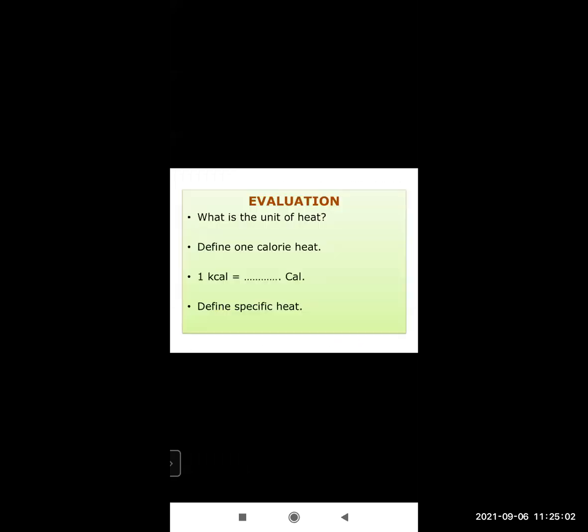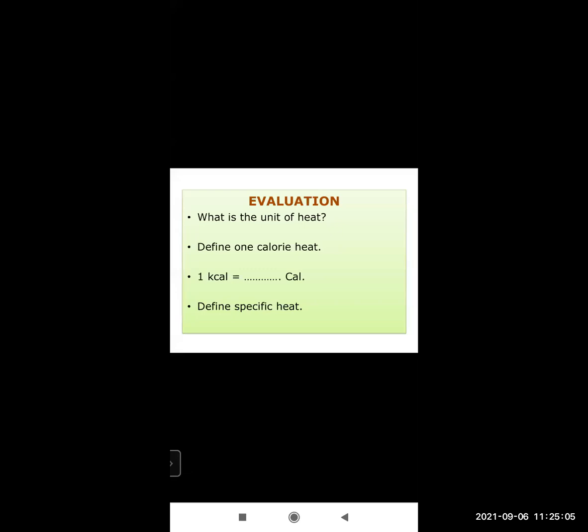So go through all the solved examples which are given in the textbook, and whatever the exercise is there, we'll see in the next page. Clear? Hope all of you understood the whole lesson from the beginning, whatever the points we have seen within these 3 lectures. So what you have to do, you have to read the whole lesson once again. You have to understand the concept. Clear? At last, we'll just go through the evaluation part.